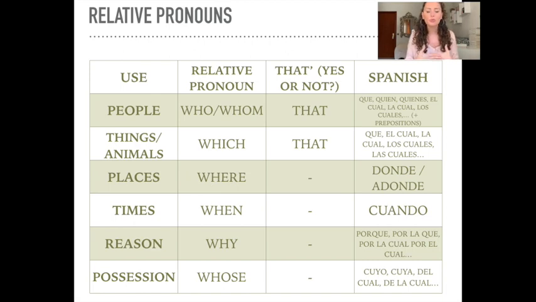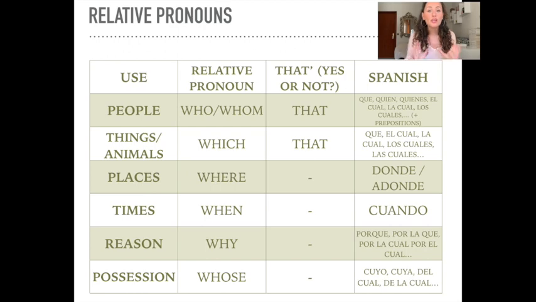For things or animals, we use which and also that. Which sería que para cosas o animales. ¿Sí? No sería para personas. Then when we talk about places, cuando hablamos sobre lugares, usamos el where, ¿dónde? ¿Sí? Y no usamos that, no. When we talk about times, we use when, but not that.